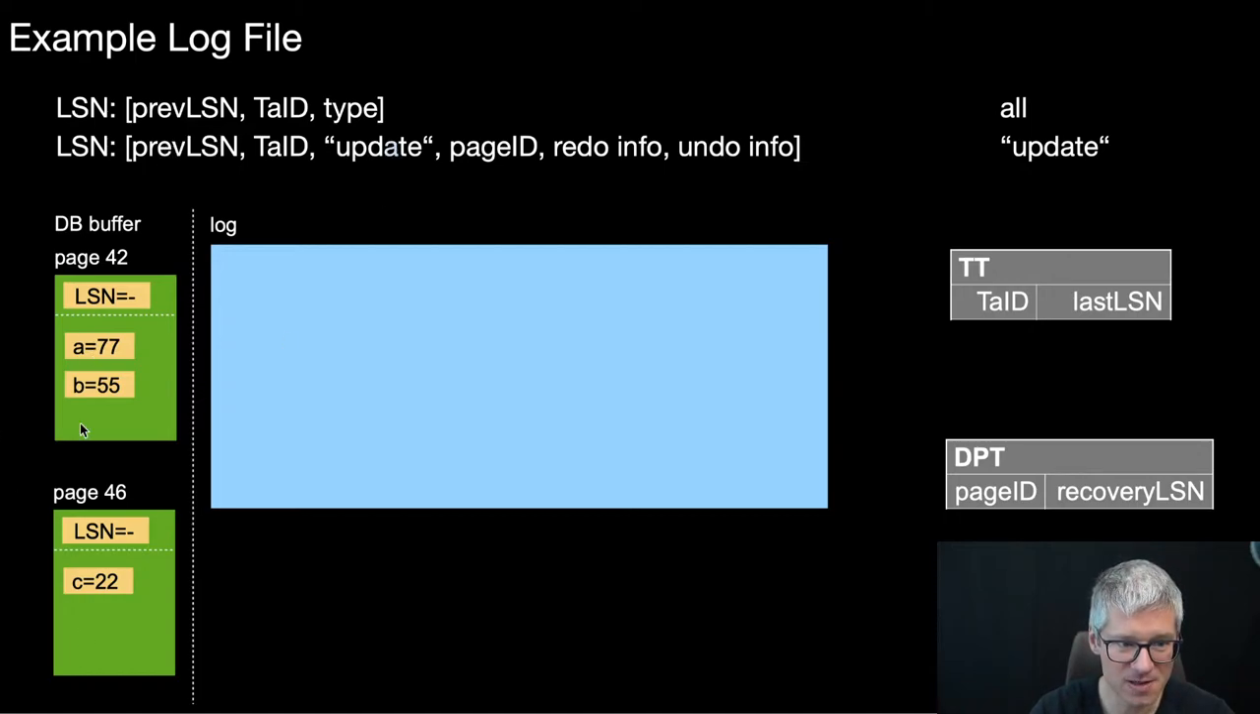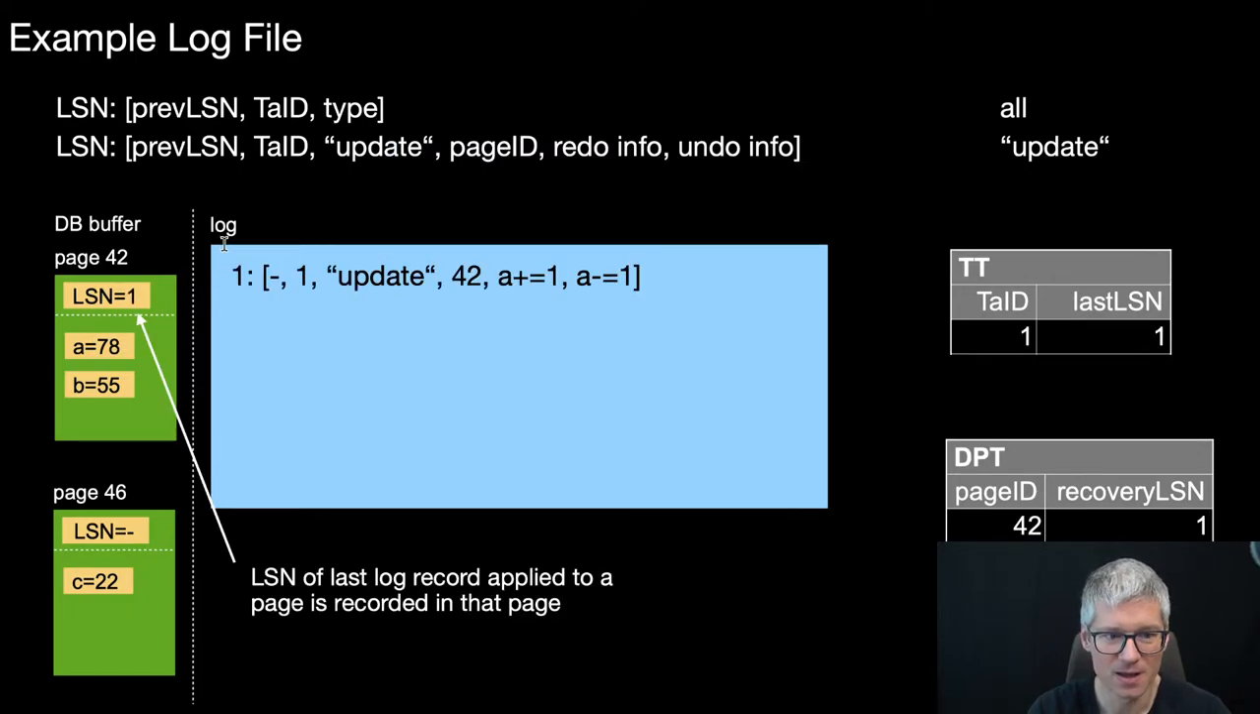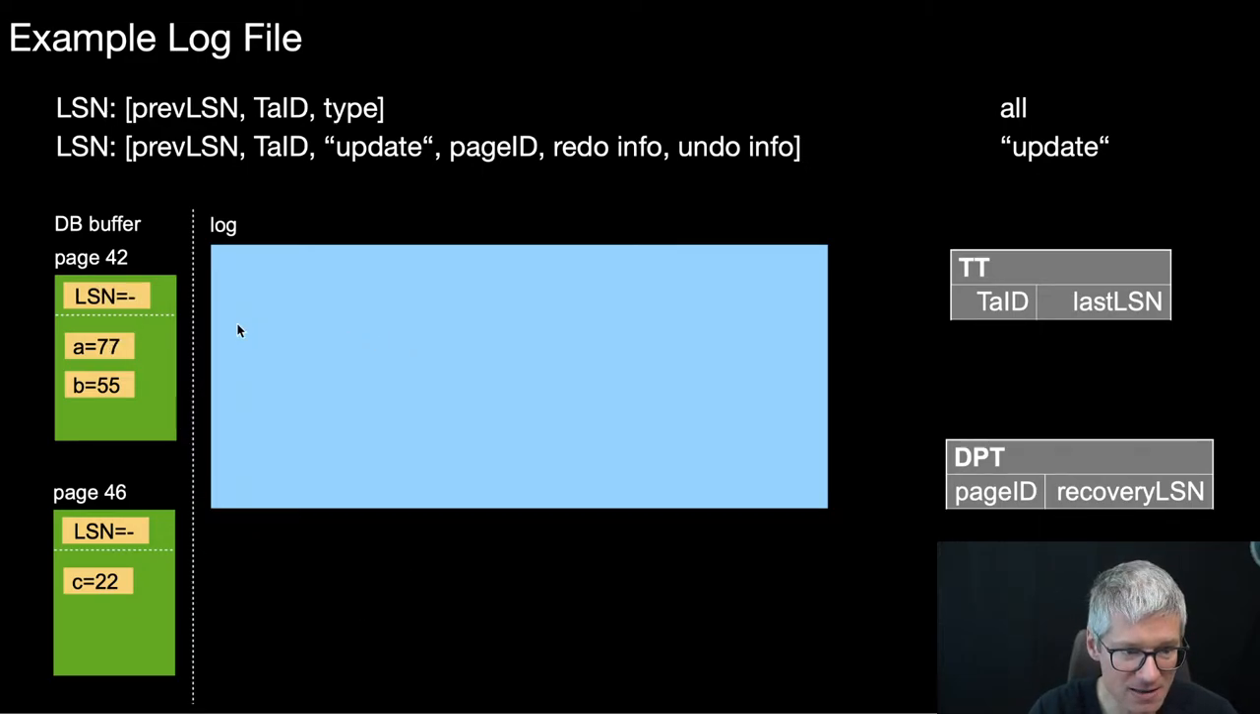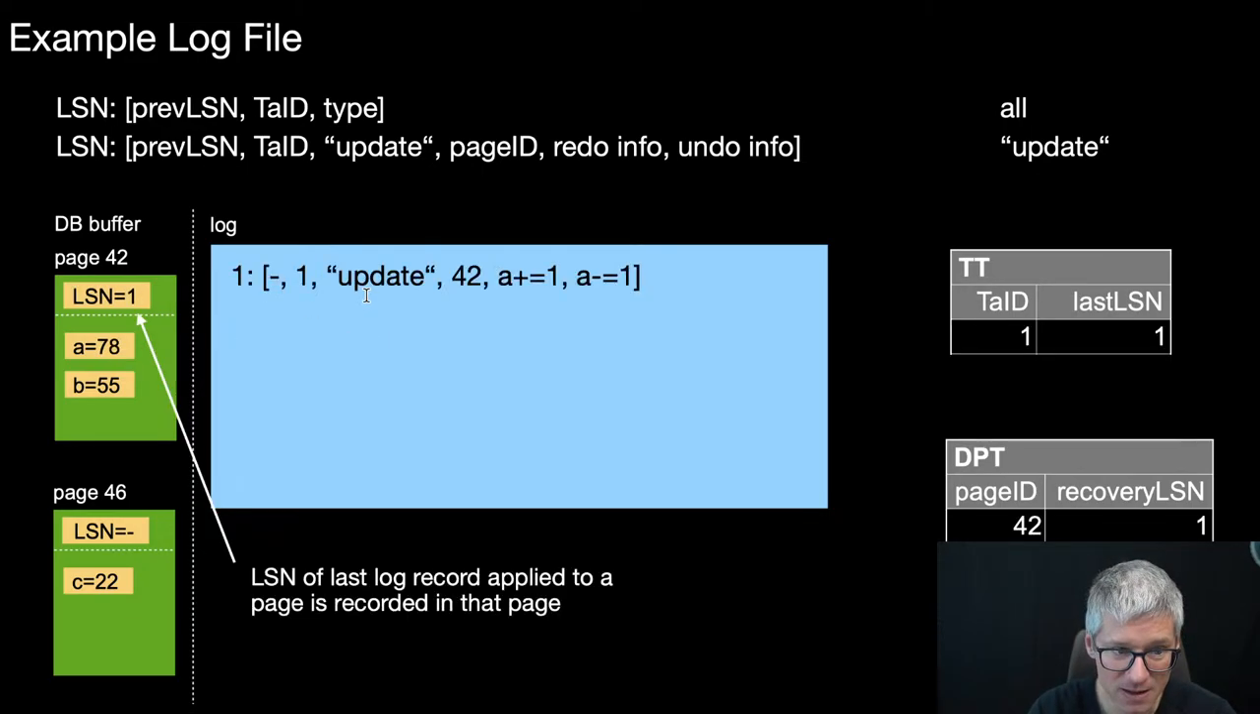Let's start. This is the initial situation. Those are the pages we have in the database buffer. Now we start doing changes in that database. That's our first log entry. What does it say? There's a transaction with transaction ID 1. There's no previous log record associated to that transaction, so that's the first change this transaction is trying to do. It's an update log record, so it's changing something. We have the redo information saying A is A plus 1, and the inverse, the undo, is A is A minus 1, of course. If you go back to the old state, you see here A was 77. Now it's 78.